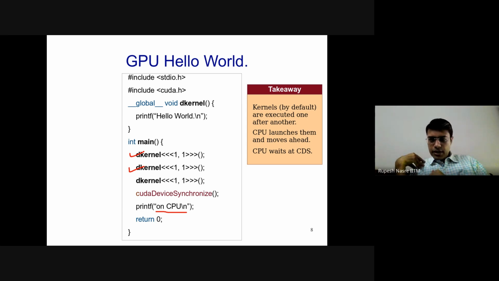Good. Shubham asks, then where is the parallelism happening in the GPU? The parallelism is currently not there because we have launched the kernel with <<<1,1>>>. As we launch it with maybe <<<1,100>>> or <<<1,1000>>>, then we'll have parallelism, right? We'll come to that in two slides.